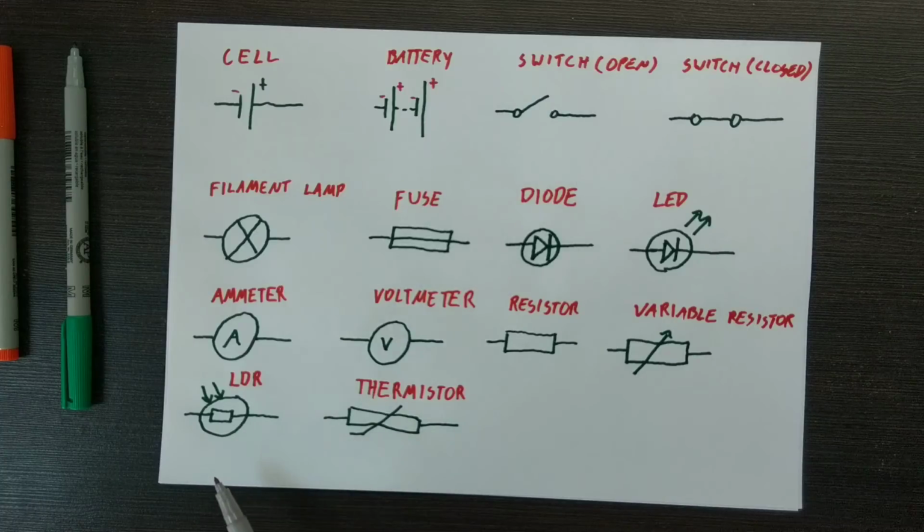Next one up is a light dependent resistor, LDR. It changes resistance depending on the light that hits it. A thermistor is very similar. It's a resistor that's dependent on temperature. When the temperature changes, the resistance it provides changes, which may sometimes be a safety measure to prevent overheating and things like that.